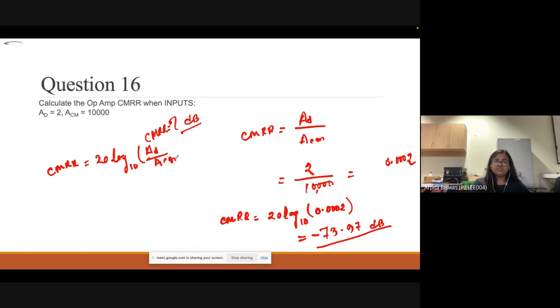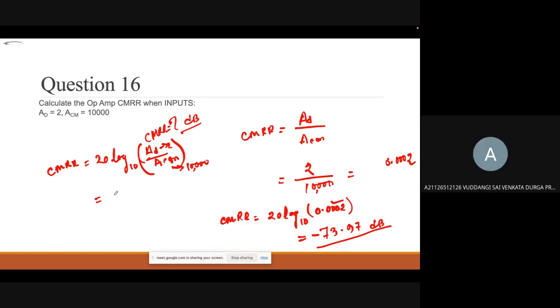Just take this formula. Just put the value here. There is 2, and this is 10,000. To make this easy, that's why I am directly putting it here. Now calculate that. Recheck your answer, then we will move toward the next question.